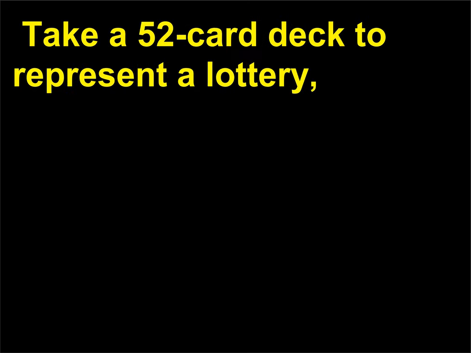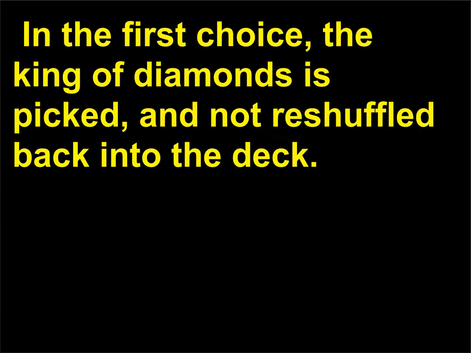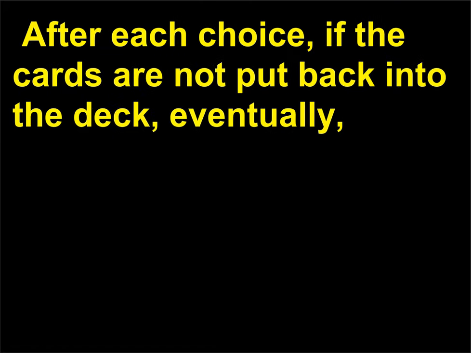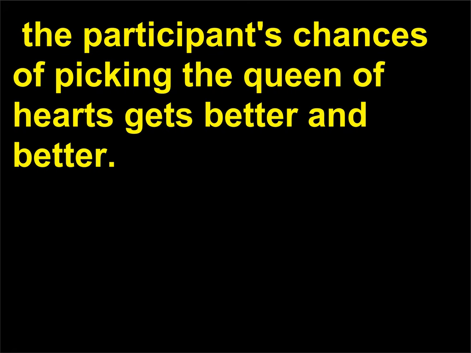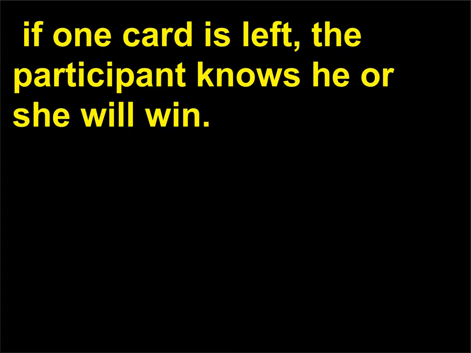Take a 52-card deck to represent a lottery, with the participant asked to choose a card as the winning card, such as the Queen of Hearts. In the first choice, the King of Diamonds is picked, and not reshuffled back into the deck. After each choice, if the cards are not put back into the deck, eventually the participant's chances of picking the Queen of Hearts get better and better. After all, the choices of cards in the deck become less. If one card is left, the participant knows he or she will win.